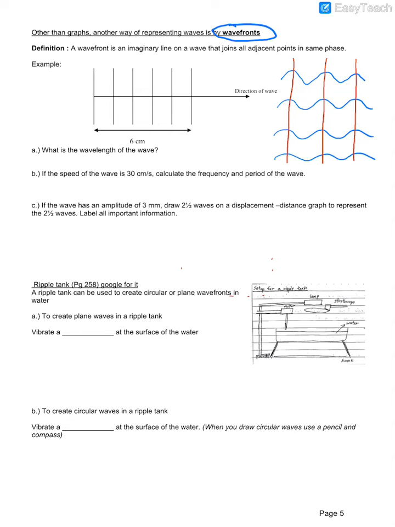So what is the wavelength of this wave? 1.2. How do you get 1.2? 6 divided by 5. So you simply put there 6 cm. There are 5 waves, so this is 1.2 cm. Okay, so 6 cm, and then you count 5 spaces, that means 5 waves, so 1.2 lah. Okay, then after that, you do part B and part C. You should be able to do it.